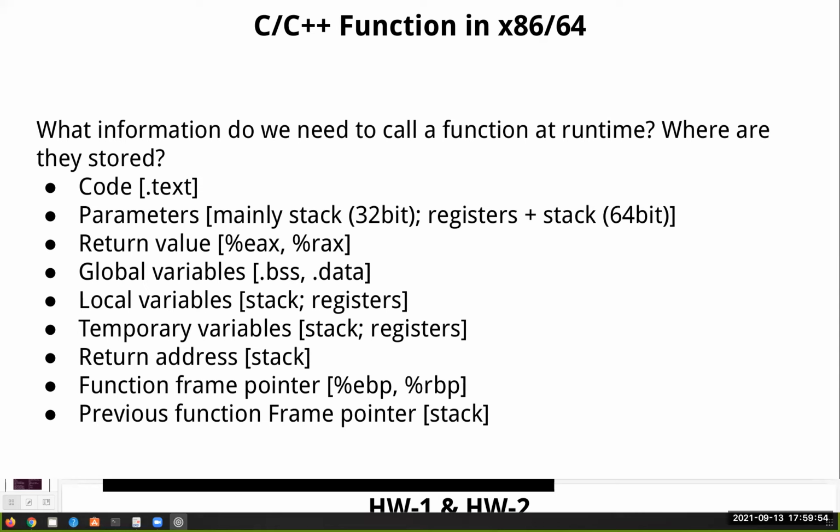Global variables go to the BSS or data section. Local variables, most of them will be on the stack. Some of them will be directly stored in registers. Obviously, if you store things in registers, things will be much faster. But you only have so many registers. So you have to use the main memory, and you will use the stack part of the memory to do that. Temporary variables, same thing. The return addresses, we will also store on the stack.